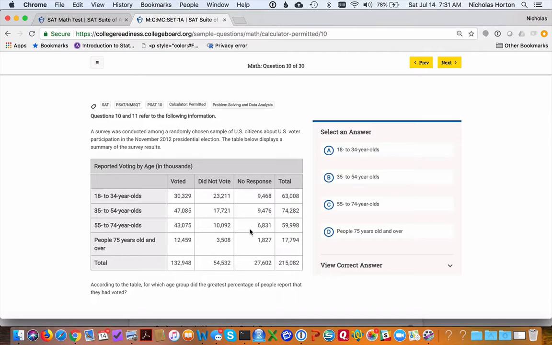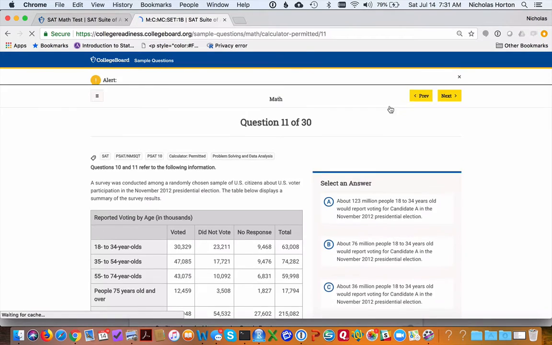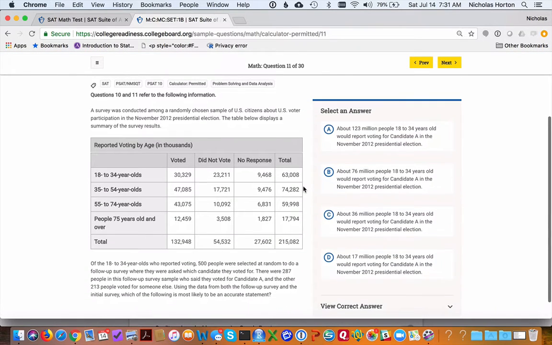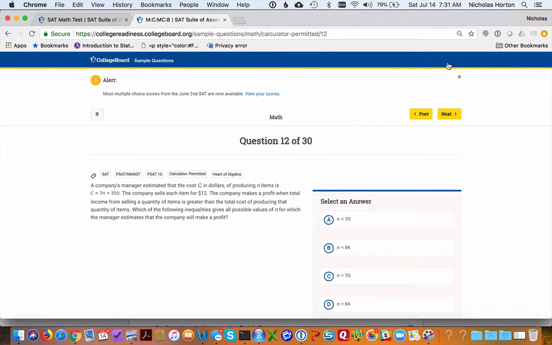For which age group did the greatest percentage of people report that they had voted? Question 11 asks the same thing of this. Of those who reported voting, so some conditional probability type statements. And to think about what the interpretation would be in the actual population this is coming from. Question 12 is really focused on an inequality.